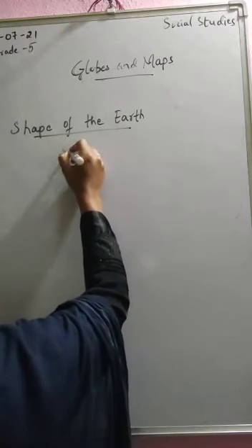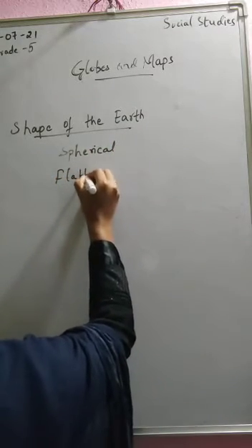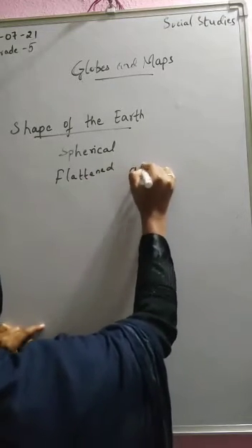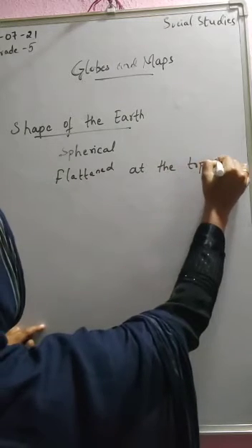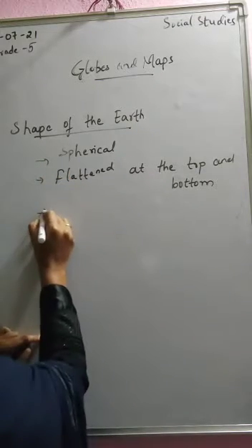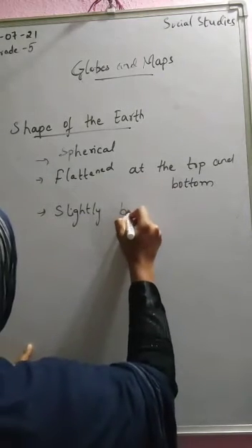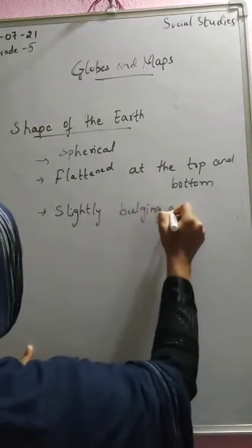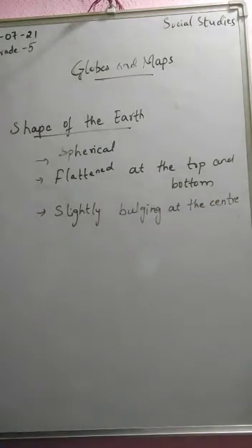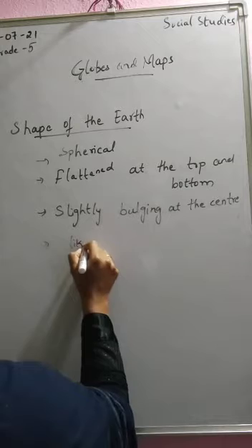Okay, so how can it be explained? It is spherical, flattened at the top and bottom, and slightly bulging at the center. And in short, it looks like an orange.